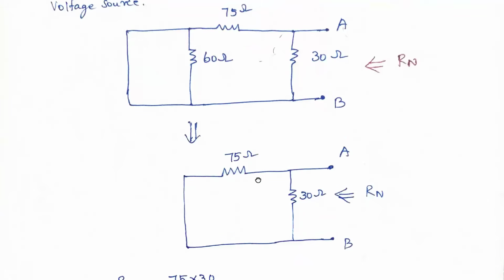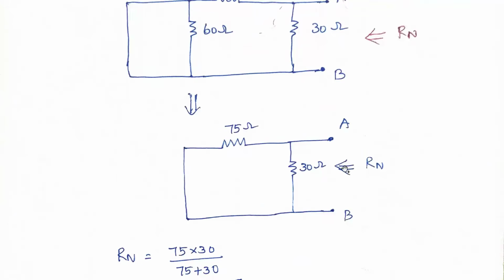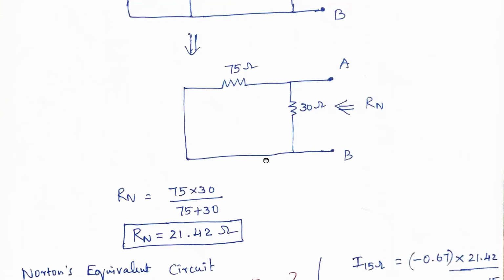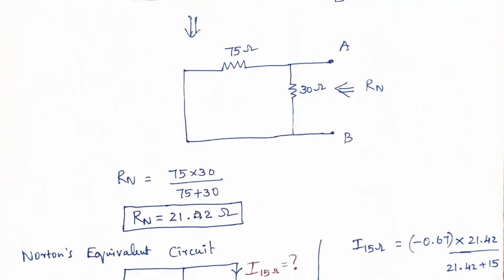So now further we are simplifying. Now this 75 ohms and 30 ohms are in parallel. So 75 into 30 divided by 75 plus 30. Further simplifying, we get the answer as RN is equal to 21.42.